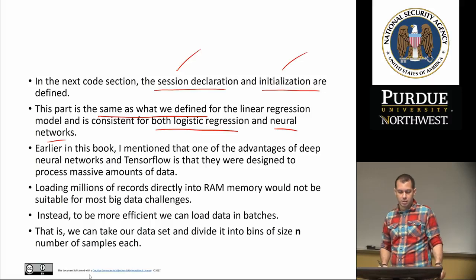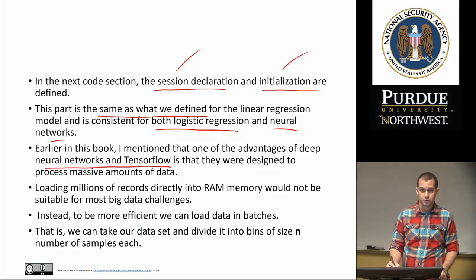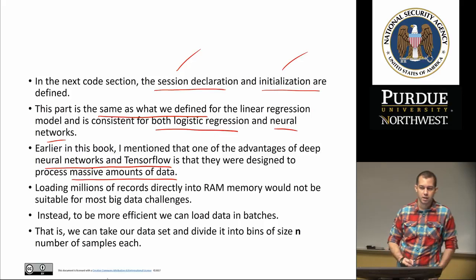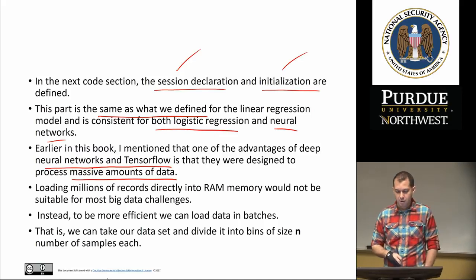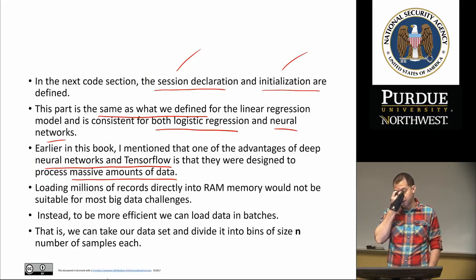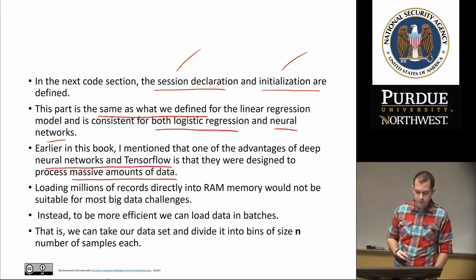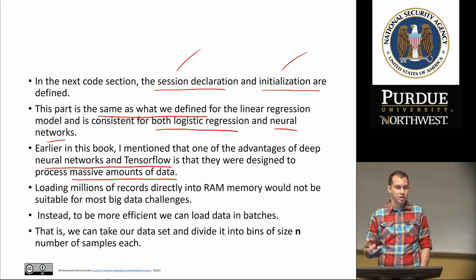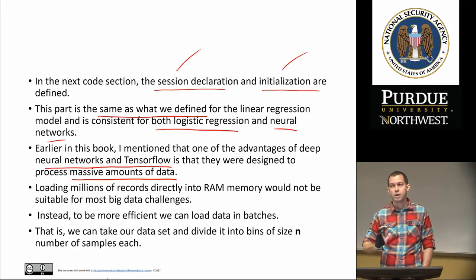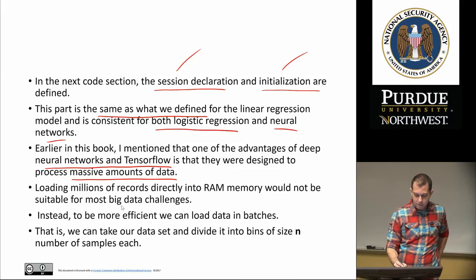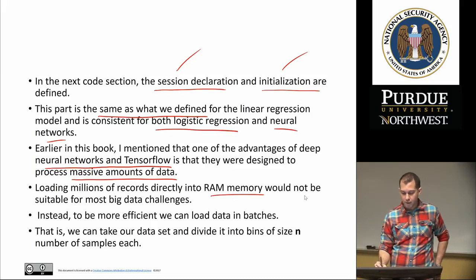Earlier in the discussions, I mentioned that one of the advantages of deep neural networks and TensorFlow is that they were designed to process massive amounts of data. I did a little bit of this in the previous lecture. Now I'm going to do it again, given that our data eventually will start to get really big. Remember that TensorFlow processes massive amounts of data in batches. We're going to look at this in code now and see how we can start reading data in batches. Loading millions of records directly into RAM memory would not be suitable for most big data challenges. Instead, to be more efficient, we can load data in batches.